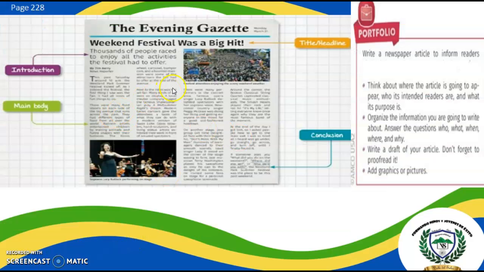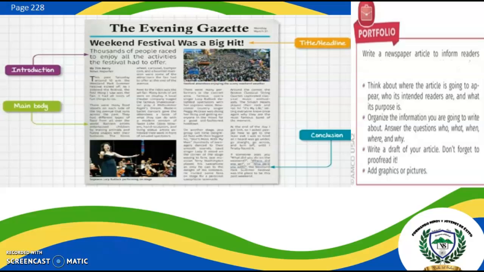On page 228, we have the Evening Gazette. You have an example here of how to do a newspaper article, and you need to do that. Think about where the article is going to appear, who its intended readers are, and what its purpose is. Organize the information you're going to write about; answer the questions who, what, when, where, and why. Write a draft of your article, don't forget to proofread it, and add graphics or pictures. Okay, you have here the steps for an article: introduction, main body, title, headline, and the conclusion.